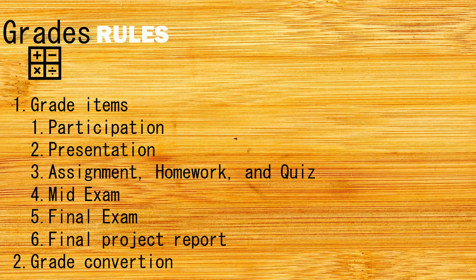For grade conversion, an A can only be achieved if your accumulated marks is 90 points or above. An interval of 5 points will then be the conversion base of the other grade level.